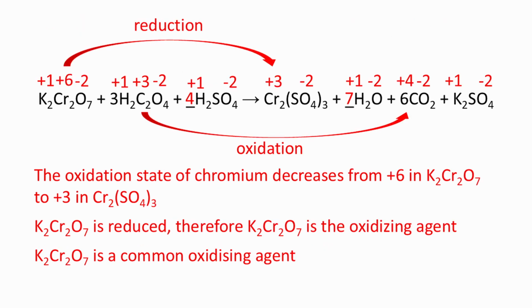It is not possible to have reduction without oxidation and vice versa. The oxidation state of chromium decreases from +6 in potassium dichromate to +3 in chromium sulfate. Potassium dichromate is reduced, therefore potassium dichromate is the oxidizing agent. Potassium dichromate is quite a common oxidizing agent and is used in the oxidation of primary and secondary alcohols.